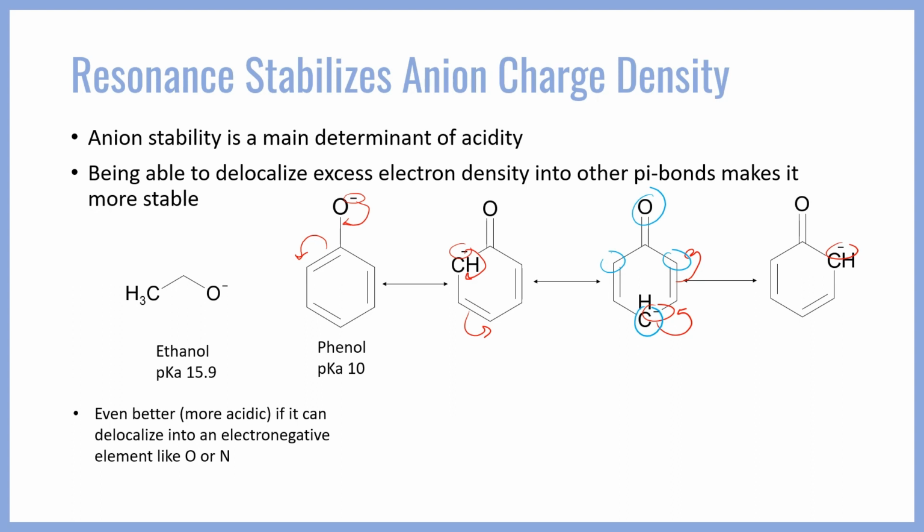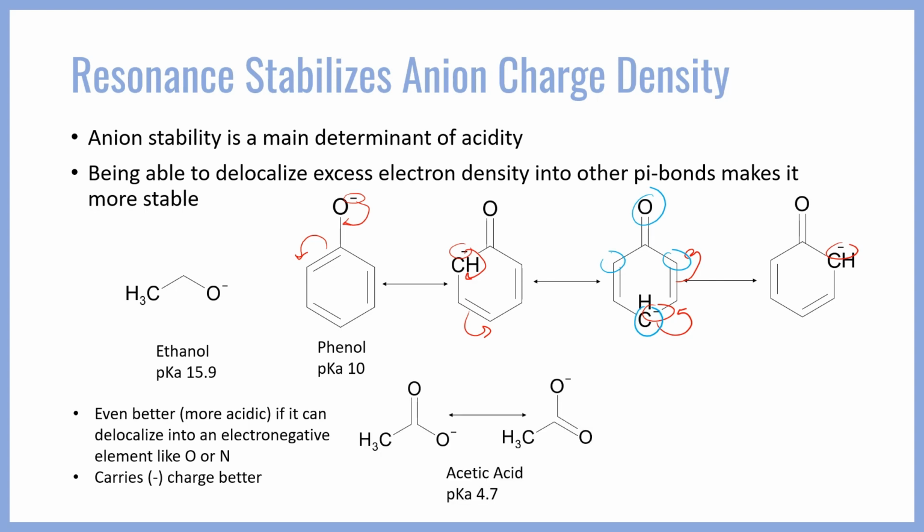The molecule will be even more acidic if you can delocalize into an electronegative element like O or N. Carbon is not particularly good at carrying a negative charge, so it doesn't matter as much. But those O's and N's, being more electronegative, carry a negative charge much better. A great example of this is acetic acid, or the acetic acid anion, the carboxylate anion. Carboxylate can be described by either of these 2 resonance structures. In this case, the negative formal charge on this oxygen can move onto this oxygen. And these 2 structures are equivalent. The oxygens share the negative charge equally.